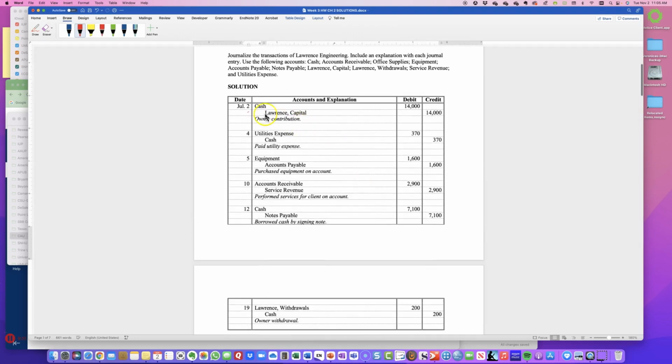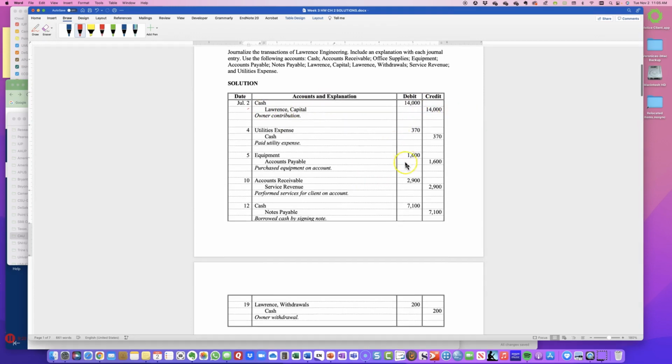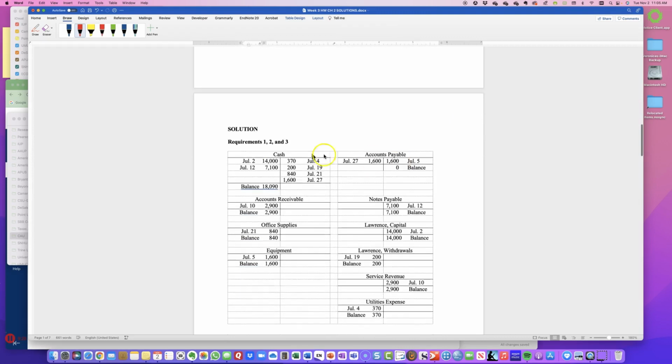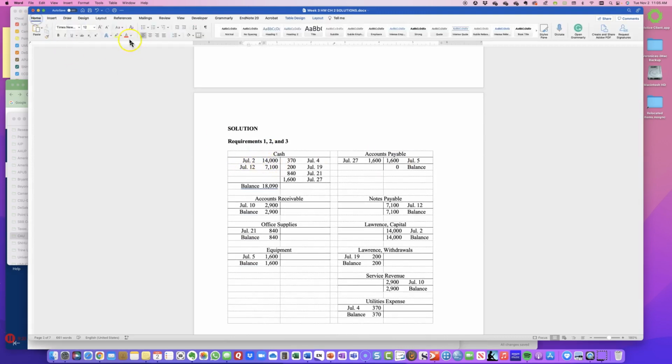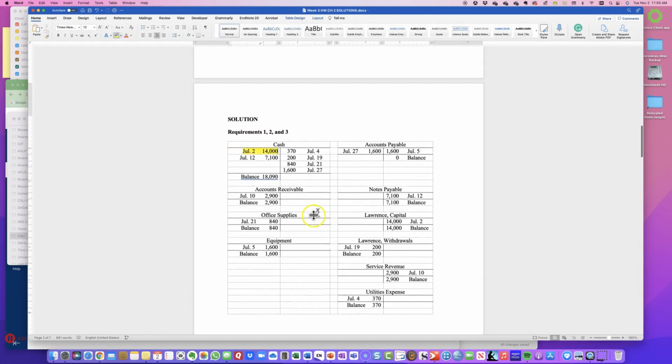If we come up here, we have cash for $14,000 and Lawrence Capital for $14,000. If we scroll down, we see for July 2nd, you're going to have your $14,000 here. We're going to highlight the ones that we have gone over. Then we go to Lawrence Capital for $14,000 here. That's how you're recording. This is the debit and this is the credit, and debits always must equal credits.